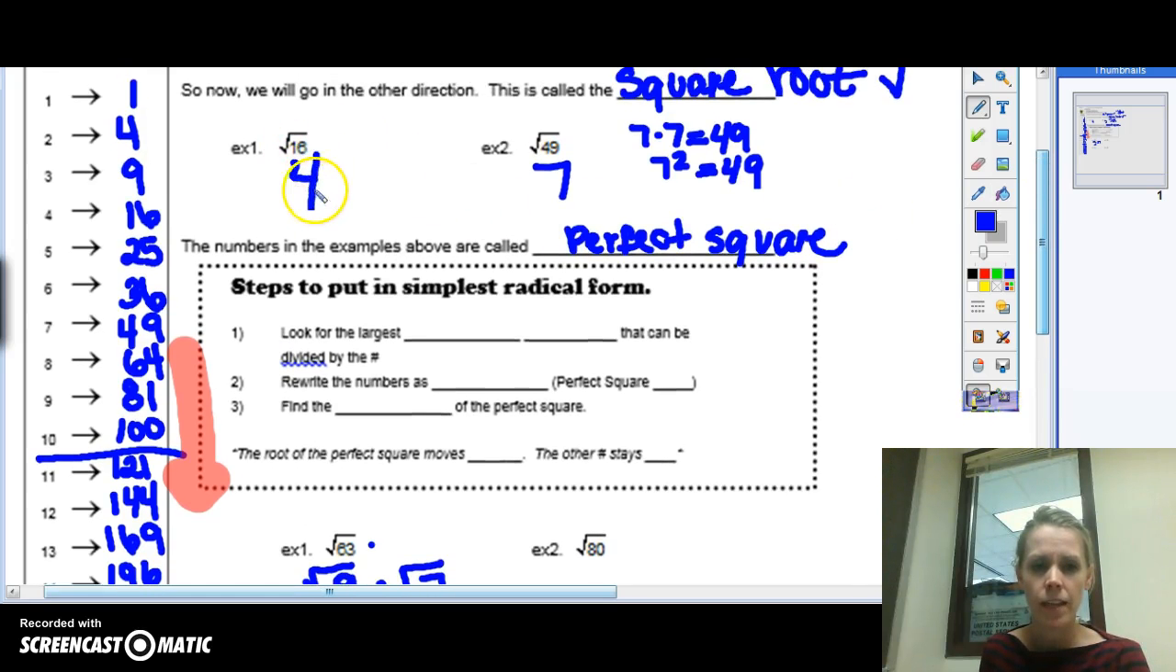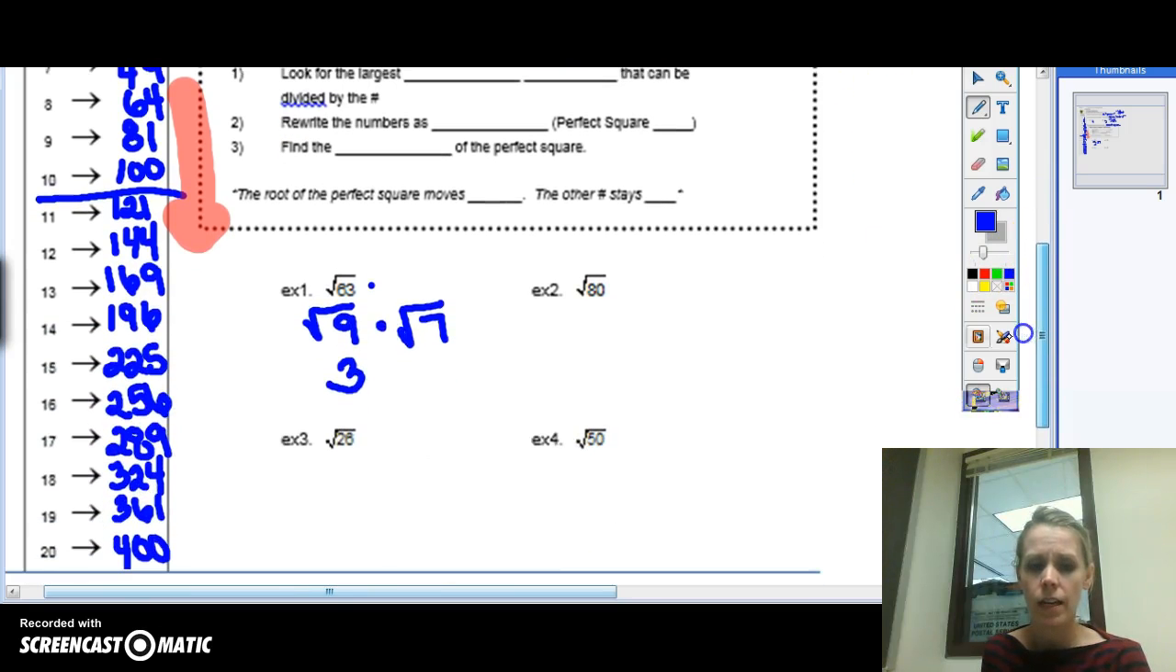16 was perfect, the answer was 4. 49 was perfect, the answer was 7. Okay? 9 is perfect, the answer is 3. 7 is not a perfect square, but it can't simplify anymore, so I'm going to leave it like that. Well, every time you're simplifying non-perfect radicals, one's going to come out, one's going to stay in.